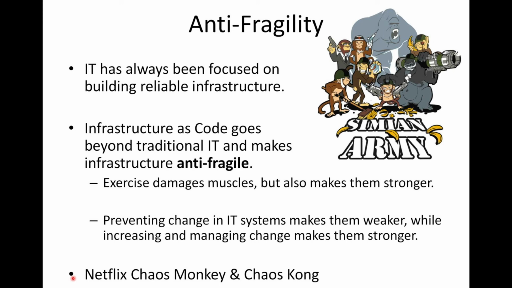Chaos Kong will, instead of terminating an EC2 instance, terminate an entire availability zone. And I think they also have a tool that'll terminate an entire region so that they can test what happens if AWS loses an entire availability zone. What happens if AWS loses an entire region?